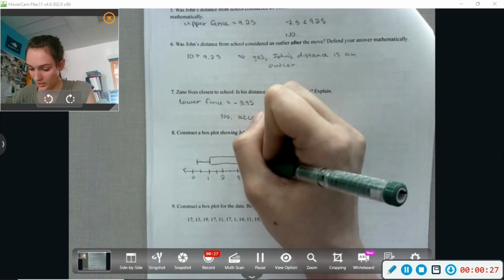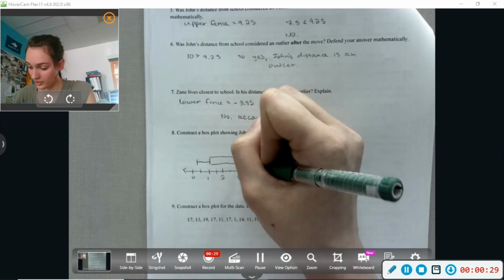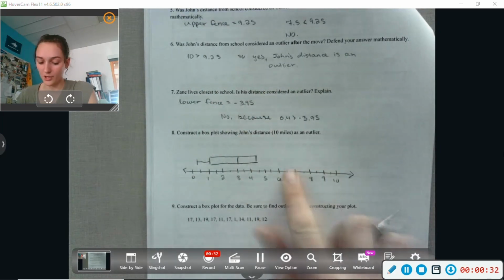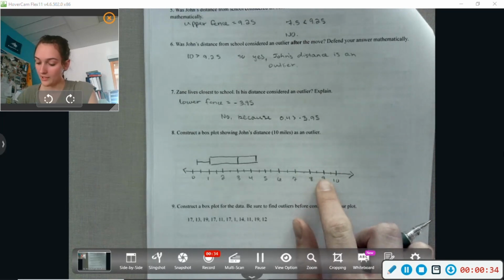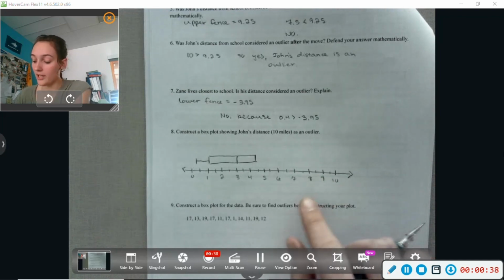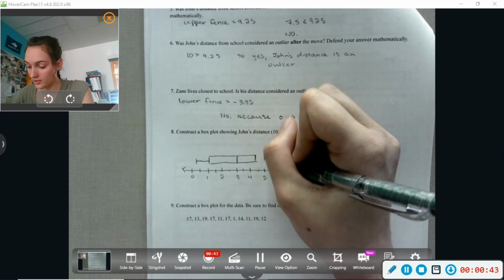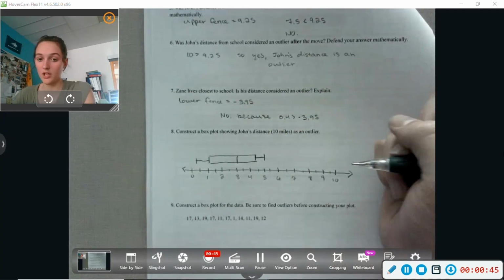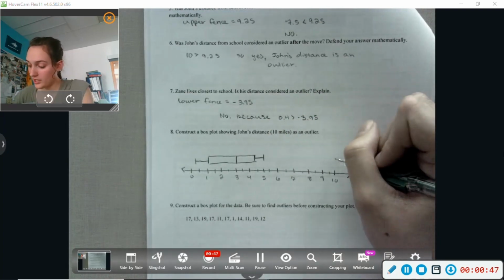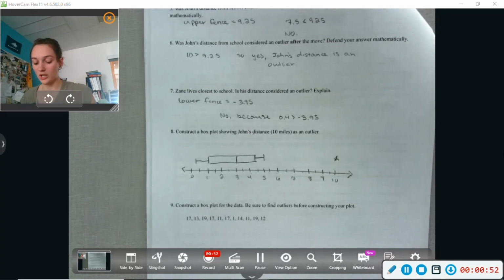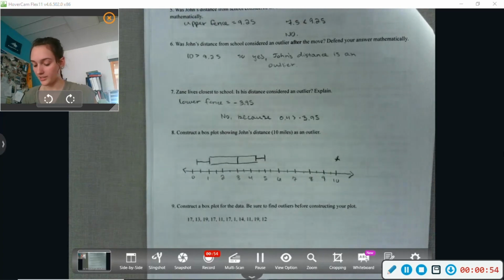I know that my median is at 3. That all still hasn't changed. Now, this part is the part that changed. Because John is now an outlier, we're going to ignore his data point for a second, which means that my whisker is actually just going to end at 5, just like that. Then we're going to put a star or a dot over here to show that John also has a data point there, but it's an outlier. So that is how we construct box plots with outliers.